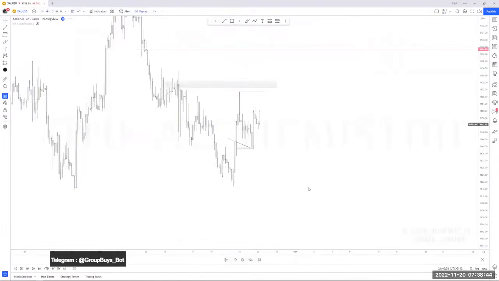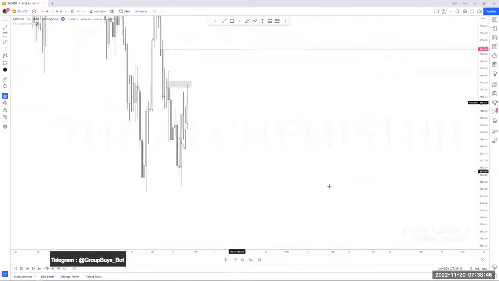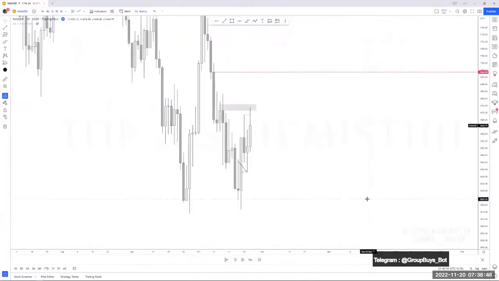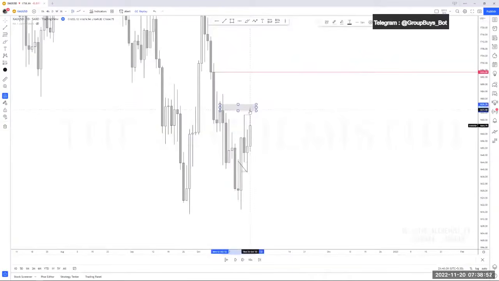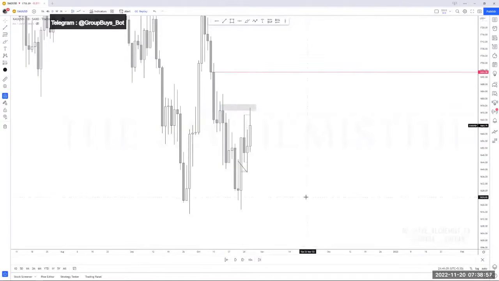Now let's wait. Go to the daily. There it comes. What has happened? Price has tapped into this, closed below it. Can you see it? It has closed below it. Okay, that will be the first sign.